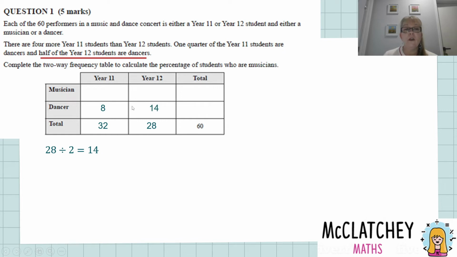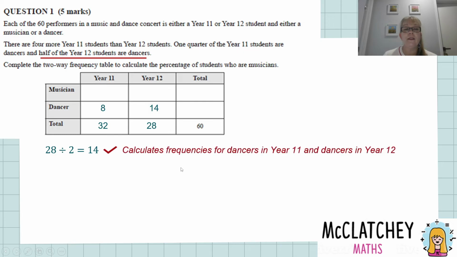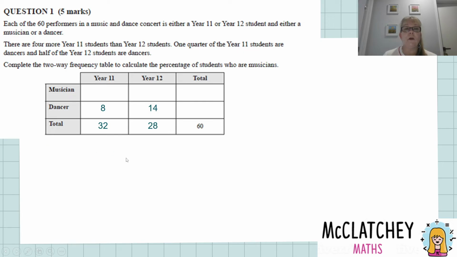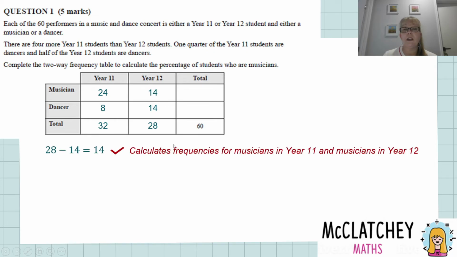Now I've got everything I need to be able to do either addition over here or subtraction up there to complete the two-way table. Okay, so I've got my next mark. I've got 3 marks to go. So the next step is what I'm going to do is some subtraction. 32 take away 8 gives me 24. And 28 take away 14, it gives me 14. I'm going to get another mark just for calculating those frequencies of the musicians in Year 11 and 12.